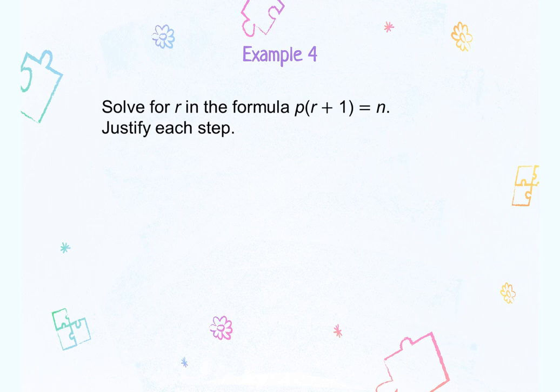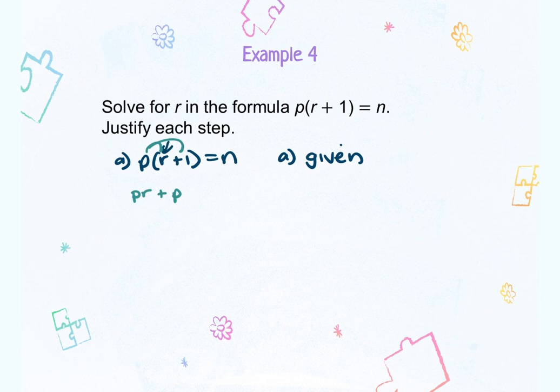All right, example 4, solve for r in the formula and then justify your steps. So it's still solving. We're going to start with a given formula. So A is given. And the goal is to isolate r. So there's 2 ways to do this. One, I can distribute the p in. So I'm going to do this 2 ways. This would be pr plus p times 1, which is p, equals n. And that would have been distributive.